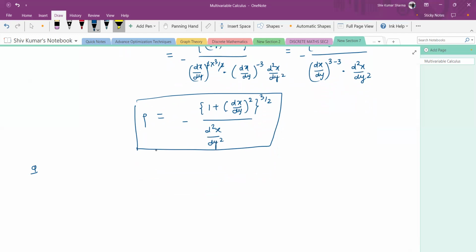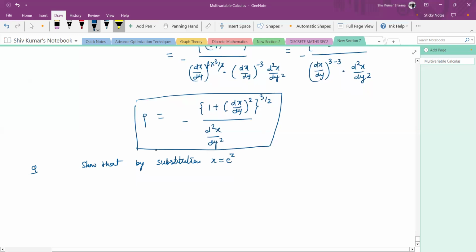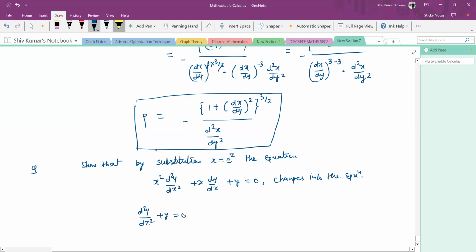Okay, so the question is: show that by substitution x is equal to e raised to the power z, the equation x square d2y over dx square plus x dy upon dx plus y is equal to 0 changes into the equation d square y upon dz square plus y is equal to 0. So this is our question.